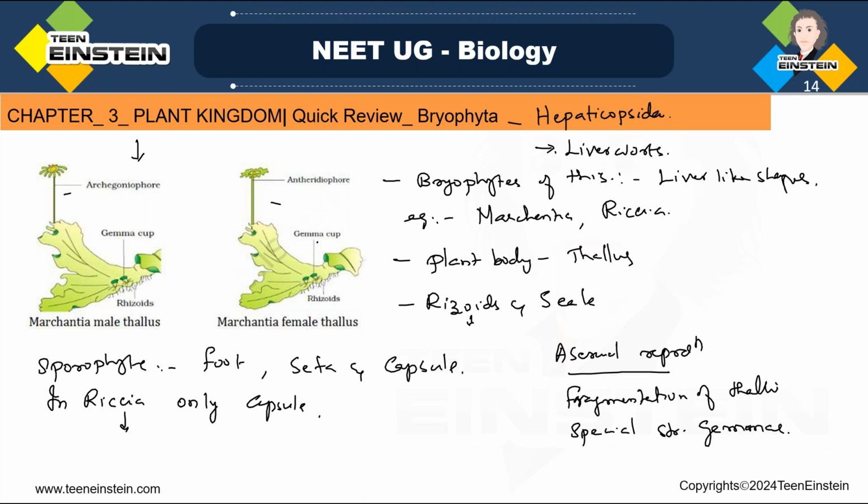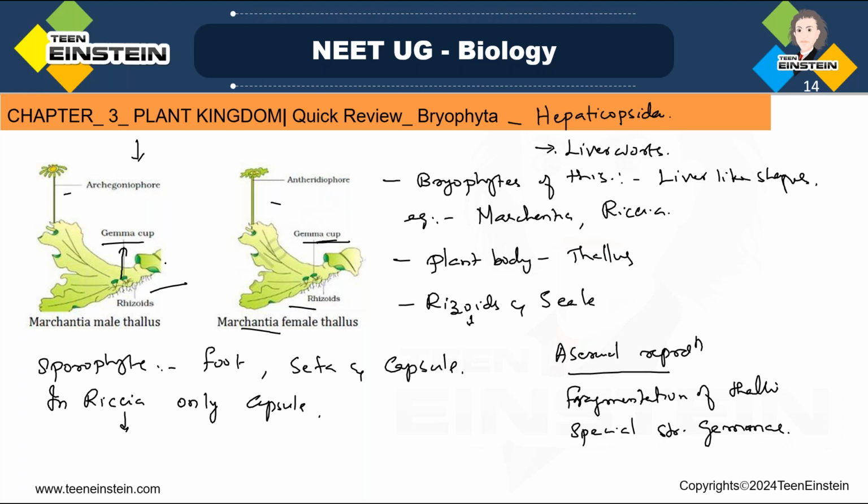See here, you can see gemma cups developing on the thallus itself. This gemma becomes detached from the parental body, and that will germinate into a new individual. So it is very clear in this case, Marchantia, you can see it clearly in this picture.